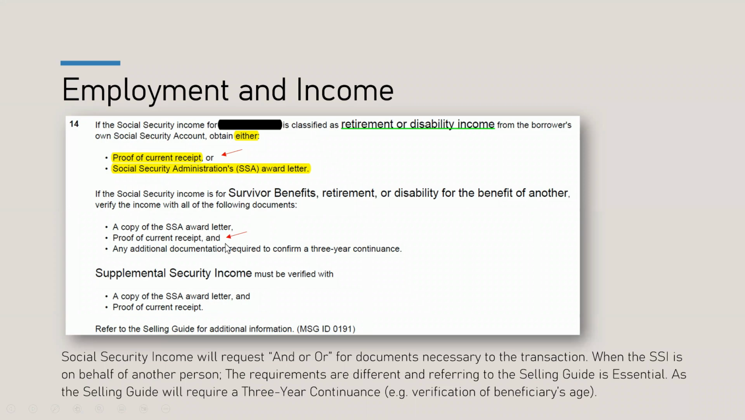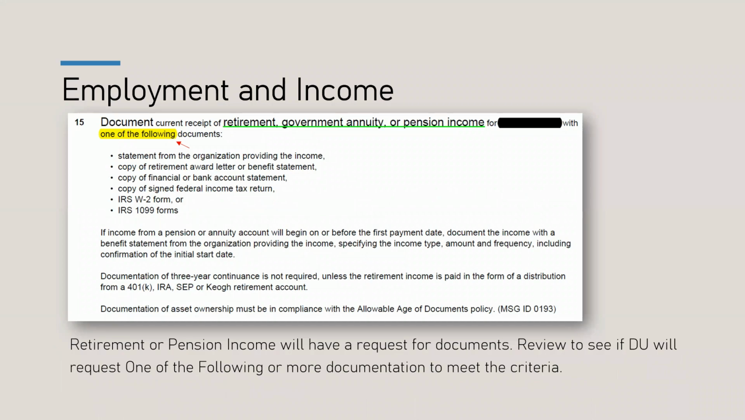In this section, it says "and." Why? Because it's mentioning if it's a survivor's benefit, a retirement, anything like that. You want to make sure you're falling within the bracket of what type of income you're giving your borrower. Same thing here with retirement. And as you can see, with retirement or pension, or government annuities, it says one of the following.